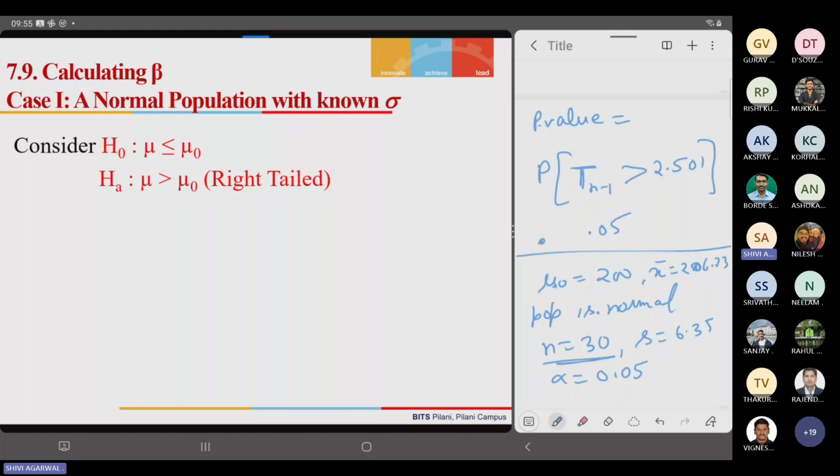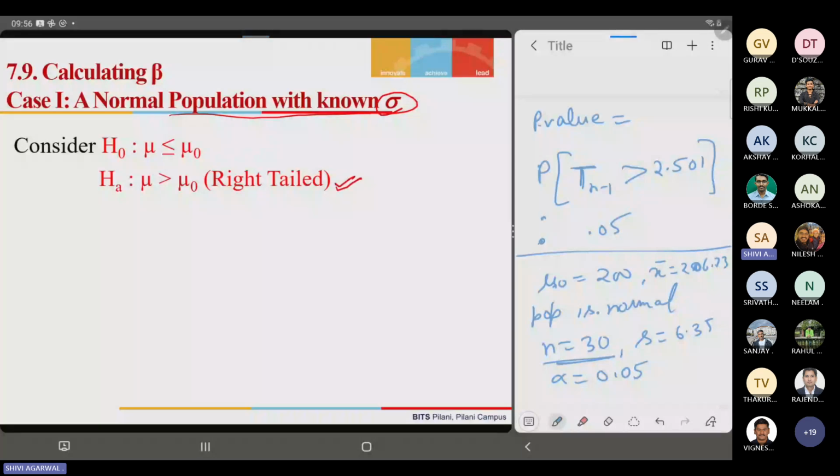Again, we have the 4 cases, but in this case, we are not using the T distribution. Here we are using only the Z distribution. At first is a normal population with known sigma, so we are using the Z test. Right tail we are talking about.